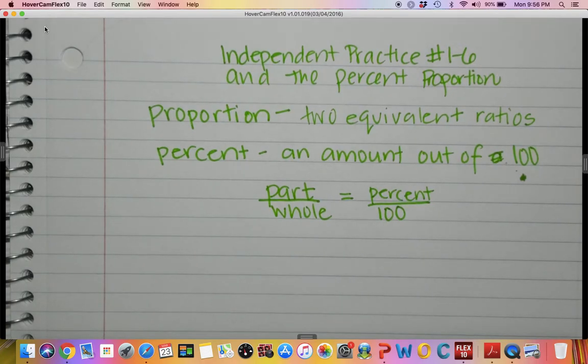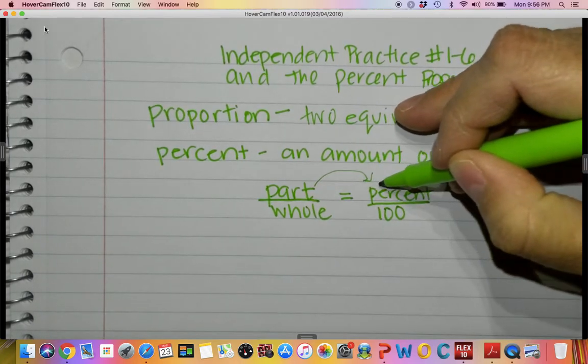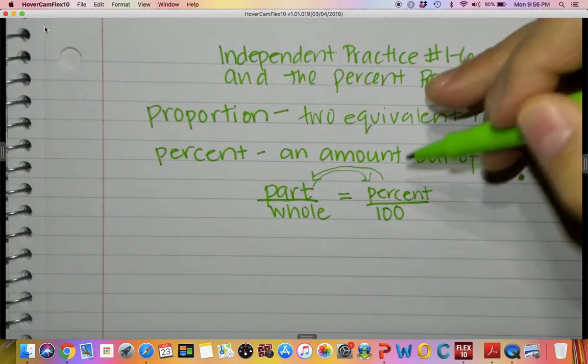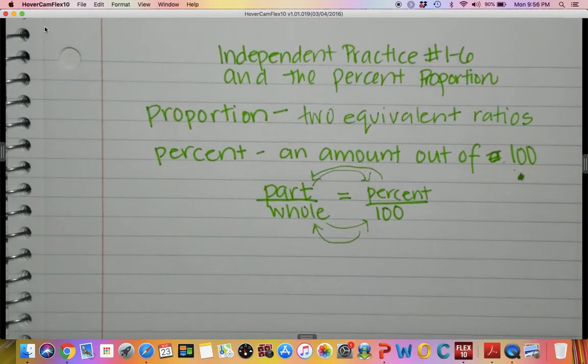And we think about it in terms of what we do to this, we have to do to this, or what we do to that, we have to do to that. Remember, what we do to one, we do to the other, in that sense. And we've been doing that this whole chapter, just kind of in a different way. So we're going to use the percent proportion in these next couple problems to help us solve.